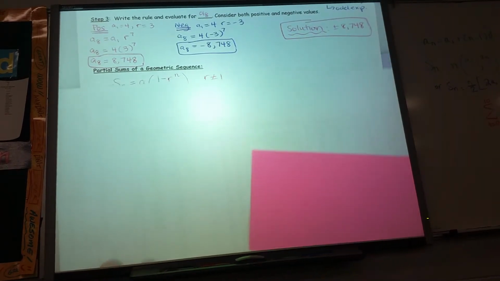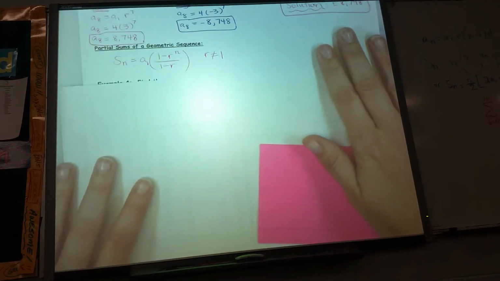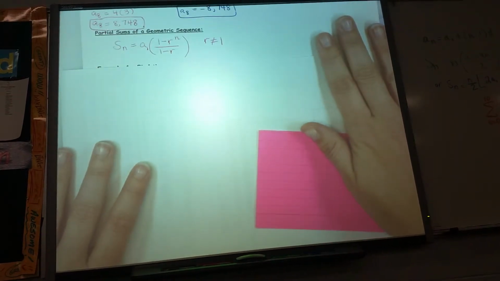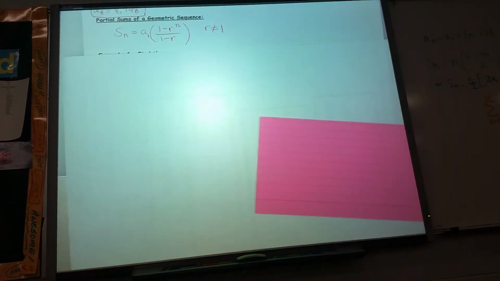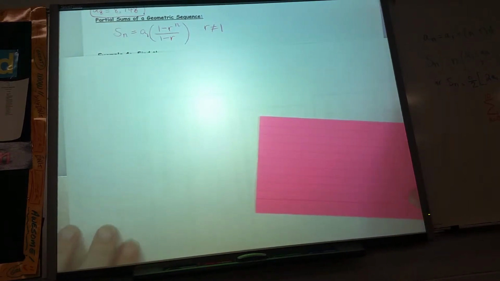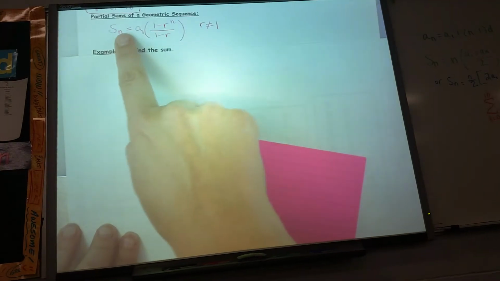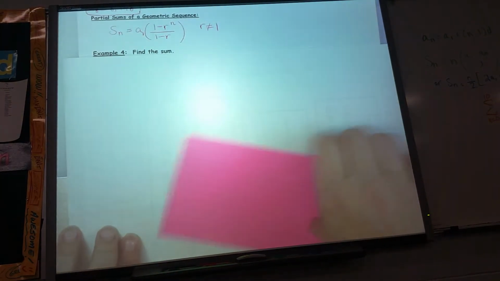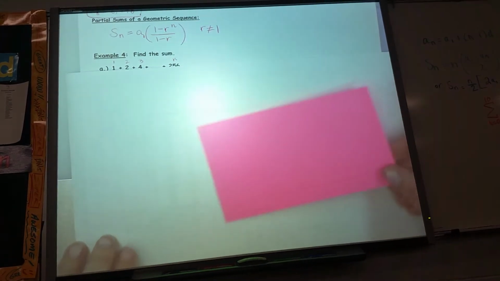Okay, the next thing we're going to talk about is the partial sums of a geometric sequence. So this is your formula. Okay, don't worry if you didn't get everything written down. I'll put it back up. Okay. So with the partial sums, what you're going to do is use our partial sum formula for a geometric sequence, which is a little different than the one that's the arithmetic.